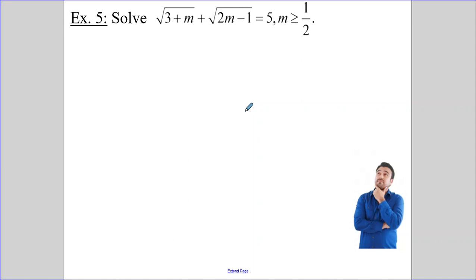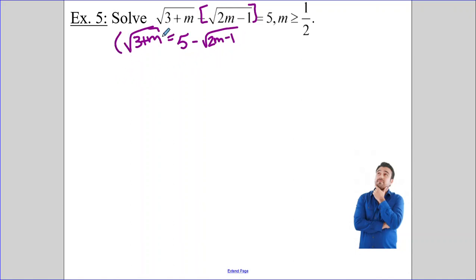So with this one, we're going to go through it the same way. So I'm going to take the 2m minus 1 and I'm going to move it over to the other side. I could very easily have just taken the 3 plus m and done the same thing. I'm just going to keep the 3 plus m just because it comes first here. Really no other reason. And I'm going to subtract this whole root. So basically everything here is going to go over to the other side. So 5 minus the root of 2m minus 1.